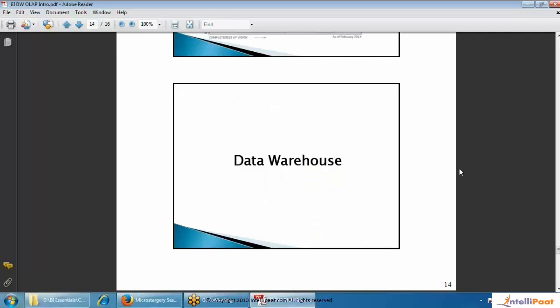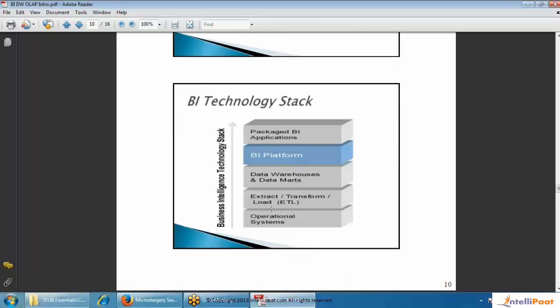There is one more picture which actually depicts that. So you have operational systems, ETL, data warehouse, and above that there are two layers: BI platform and BI packaged applications. So what is a Microstrategy application? Coming to that, this BI platform is a platform like Microstrategy or Pentaho, where you create the reports. But a packaged BI application is more for a specific domain, say banking or insurance, where there are typical reporting needs. So for that you create a set of models and a set of reports. That is called a packaged BI application.